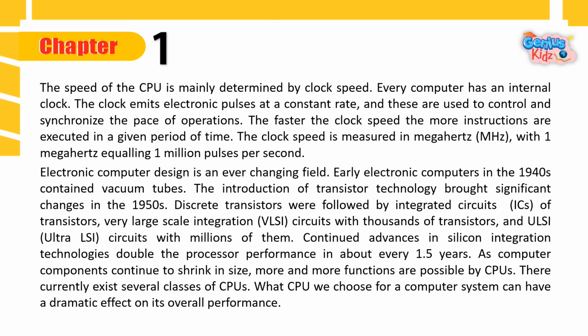The speed of the CPU is mainly determined by clock speed. Every computer has an internal clock. The clock emits electronic pulses at a constant rate, and these are used to control and synchronize the pace of operations. The faster the clock speed, the more instructions are executed in a given period of time. The clock speed is measured in megahertz, with 1 megahertz equaling 1 million pulses per second.